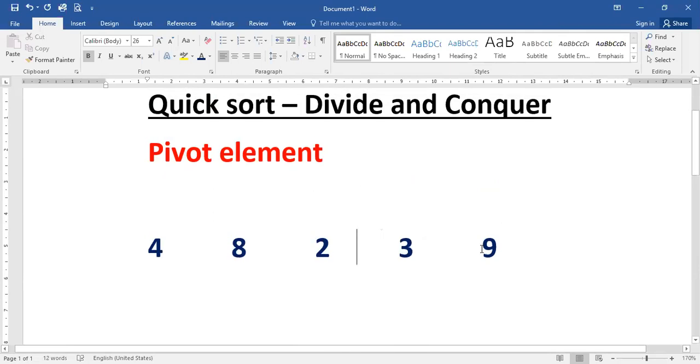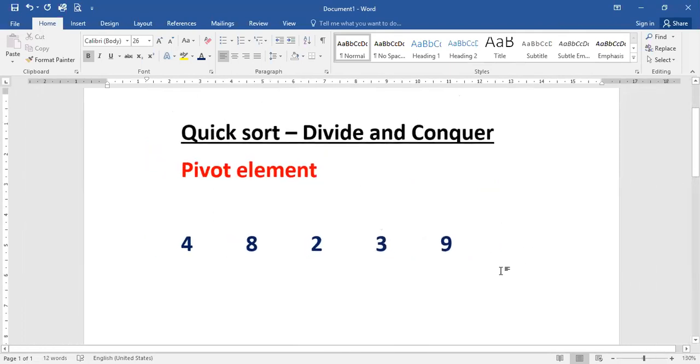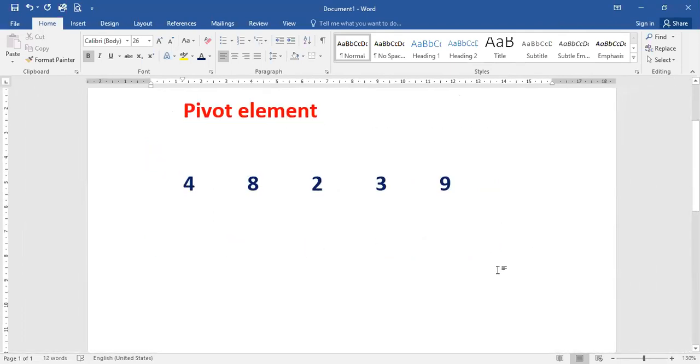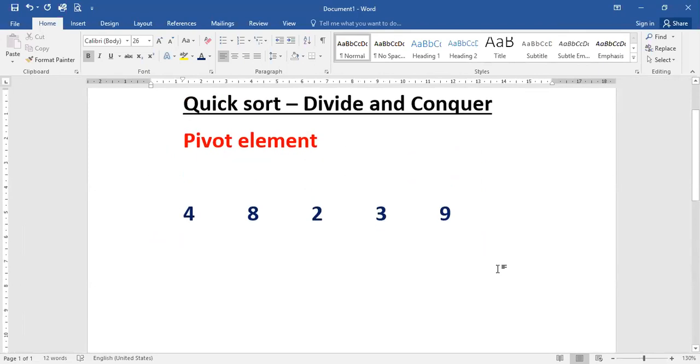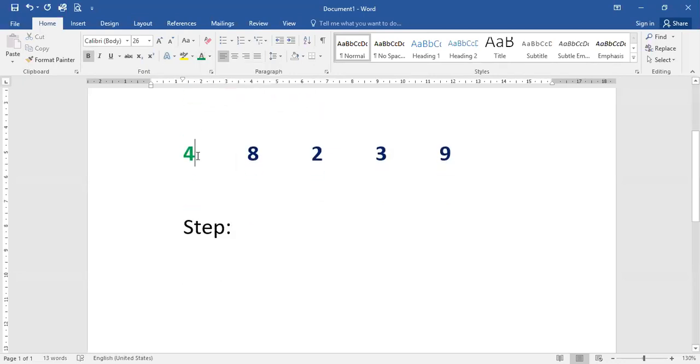Then now I am solving this problem by taking the first element as the pivot element. I have selected the first element, 4, as the pivot element, and I am going to solve the problem with it. So here my pivot element is 4.